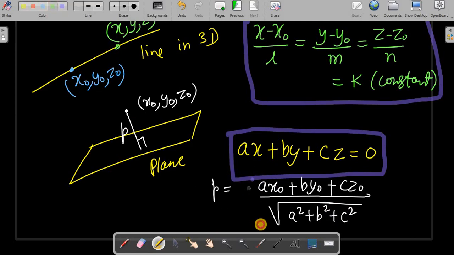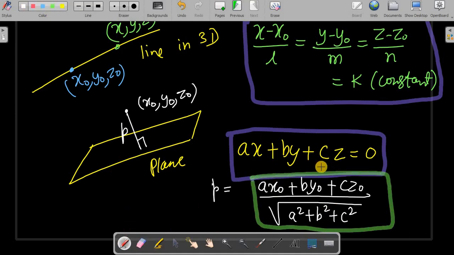Here some other factor can also be there. For example, on this side it can be plus d also, it doesn't matter. Some constant can also be there. So like that we can solve questions. I think for 2-dimensional and 3-dimensional geometry, this much is sufficient.